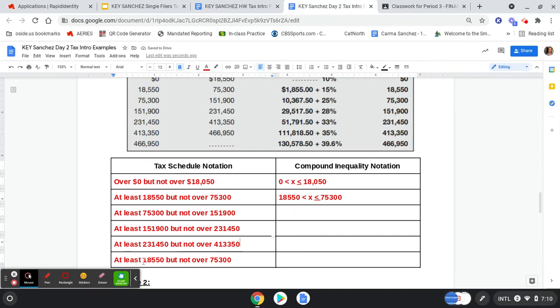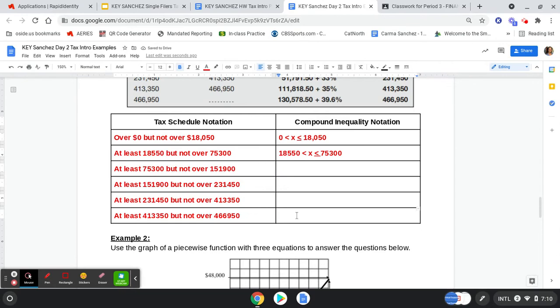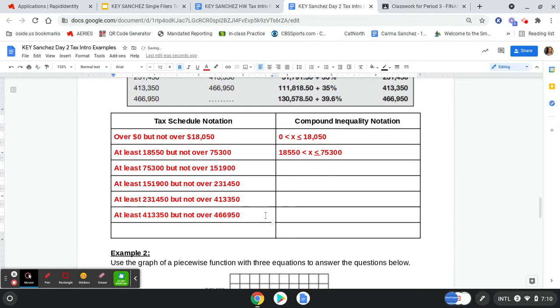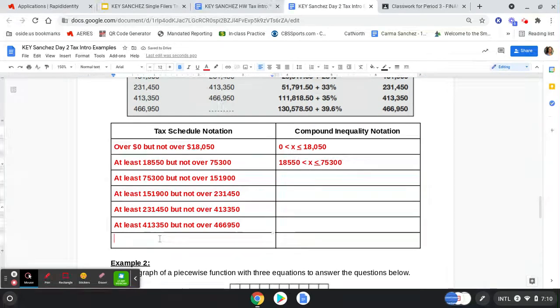At least 431,350. Sorry, 413,350, but not over 466,950. And if you want to add in that last one, greater than or equal to 466,950.